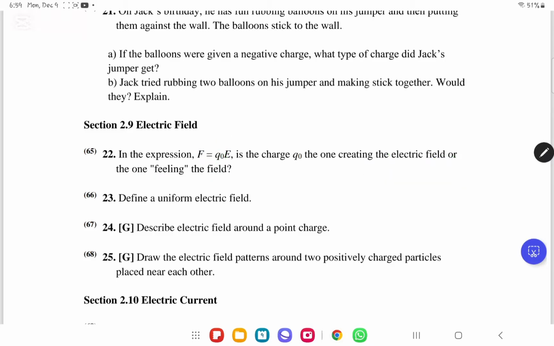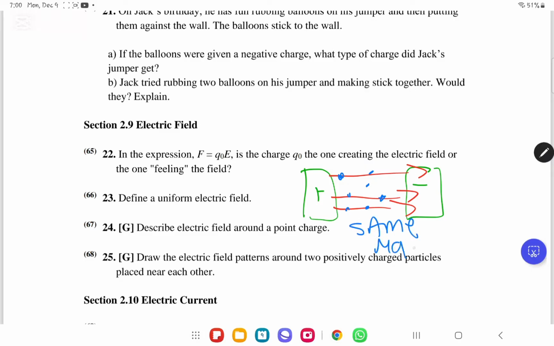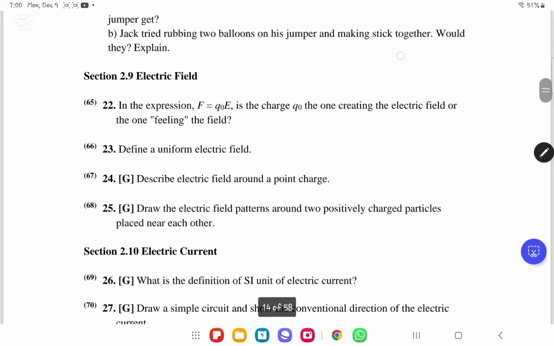Now define a uniform electric field. A uniform electric field means that parallel lines of the electric field are moving. So let's say we have positive, negative. What's going to happen is that these parallel lines of the electric field are going to move like this. So they're moving all at the same magnitude and direction at any point in space. So if you come here, or here, or here, they are all going to be experiencing the same magnitude and then the same direction.